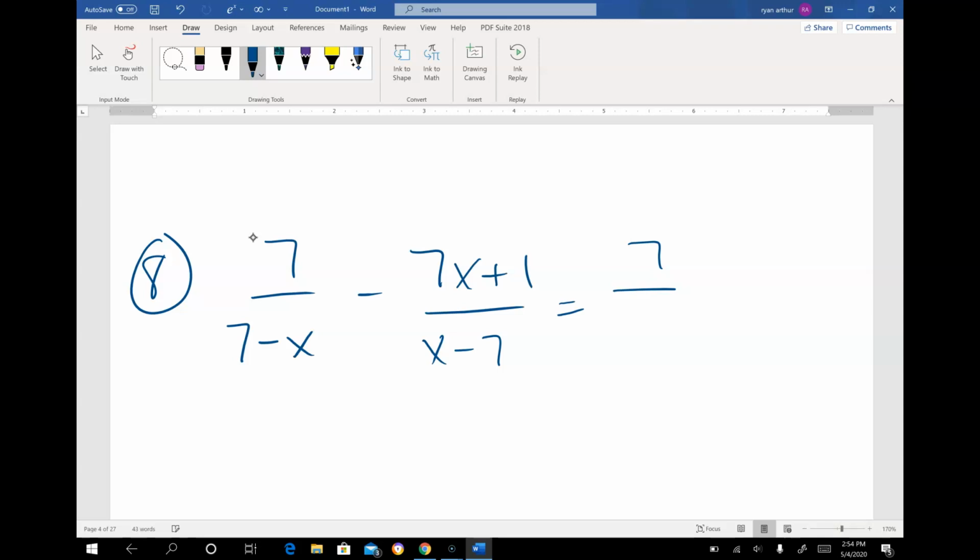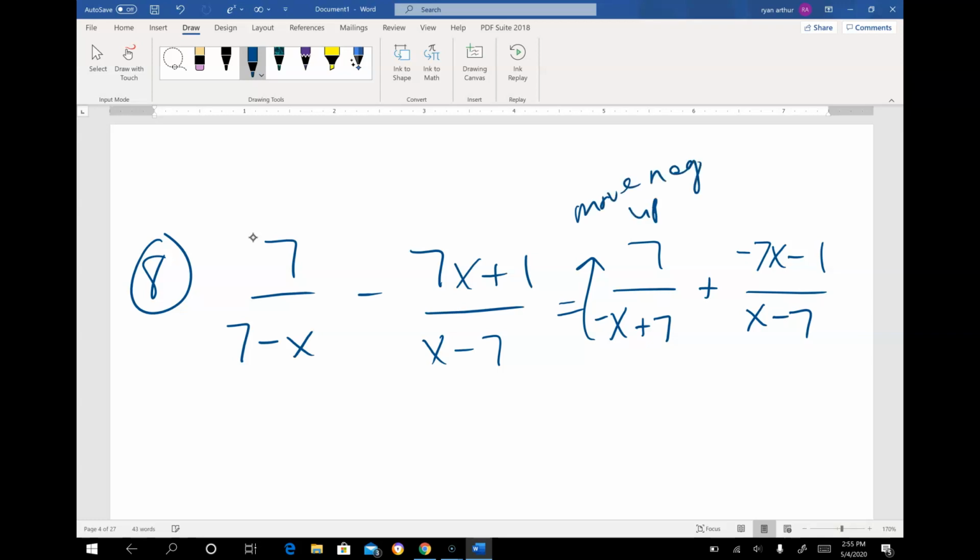I'm going to write this in standard form: negative x plus 7, plus negative 7x minus 1, over x minus 7. So remember I told you last time, when they look very similar, they're just opposites of each other, like negative x, positive 7, negative x. If they're just opposites of each other, we're going to move the negative up top. So factor that negative out.